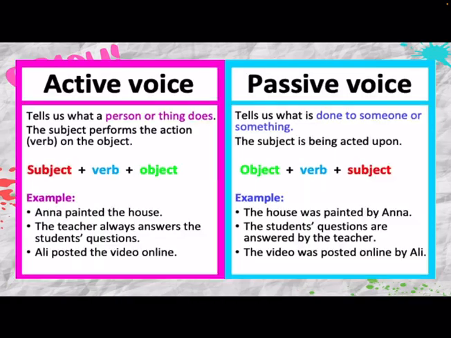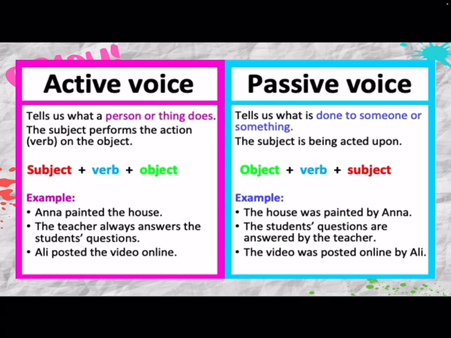But first, let's see what is the difference between these two types of sentences. The active voice, which is the active sentence, tells us what a person or thing does. For example, the subject performs the action, or the verb, on the object. For example, when I say, Ali ate an apple, this is an active sentence.